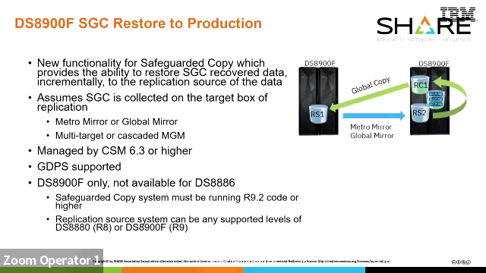You do need an 8900 family with a 9.2. Just the box, or the DS8000, that has the safeguarded copy needs to be on 9.2. So the primary box can still be an older generation like a DS8800 family, but the secondary needs to be the 8900 where we have the safeguarded copy in order to take advantage of this function.